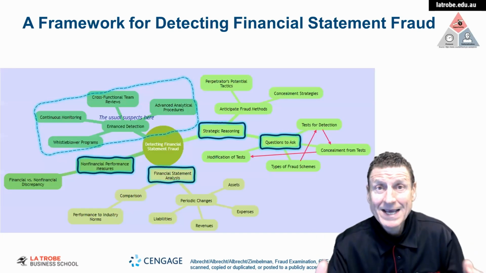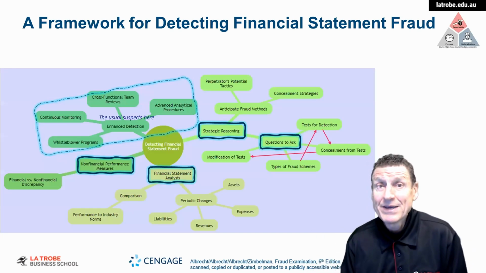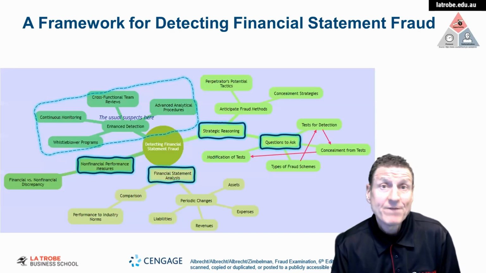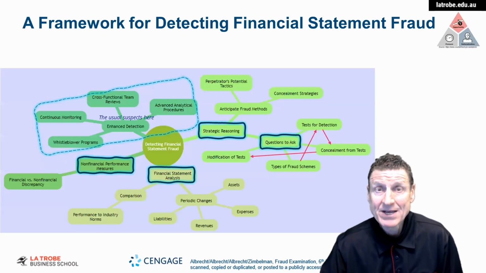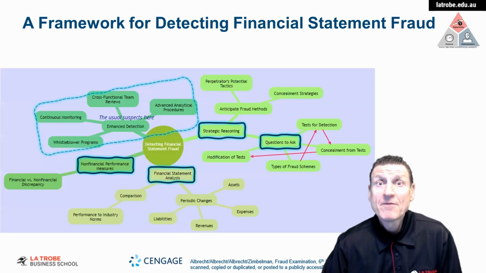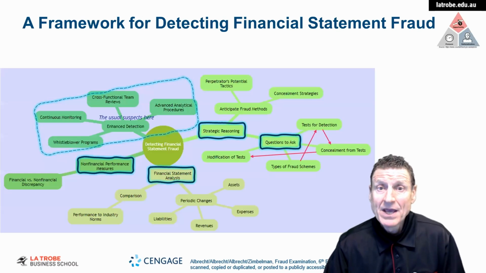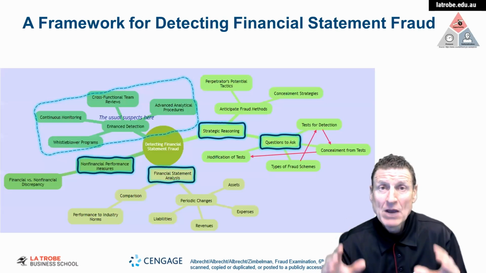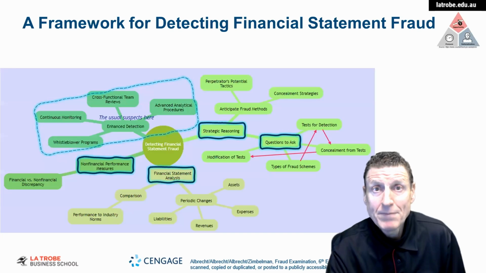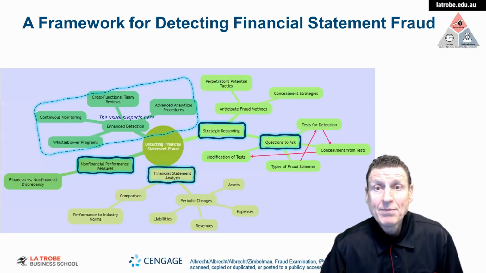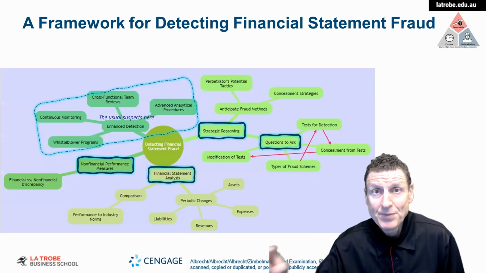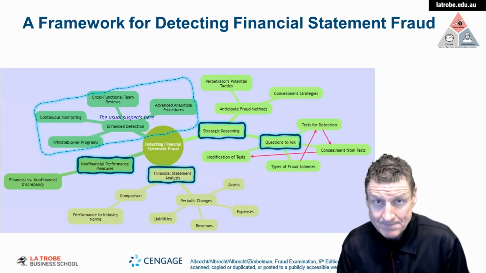Hi, welcome back. In this second part video, I just want to take you through a framework for detecting financial statement fraud and to talk about the fraud detection rectangle. Let me start with 3 ideas from this framework. The first idea, you as an auditor or as a fraud investigator need to pay a lot of attention to strategic reasoning. And when we talk about strategic reasoning, we're talking about anticipating the fraud methods. In other words, the type of fraud schemes that are likely to be going on in your assignment.